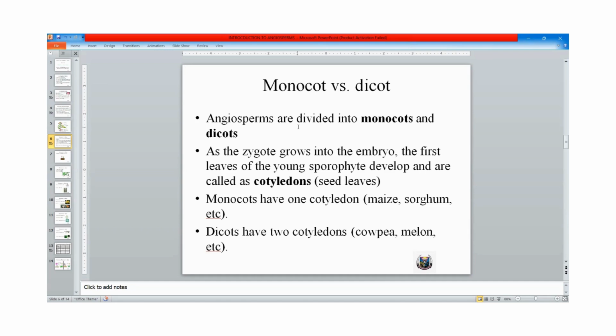The dicots, they have two cotyledons. Cowpea, melon, cucumber, groundnut, soybean. They are all examples of dicotyledon.